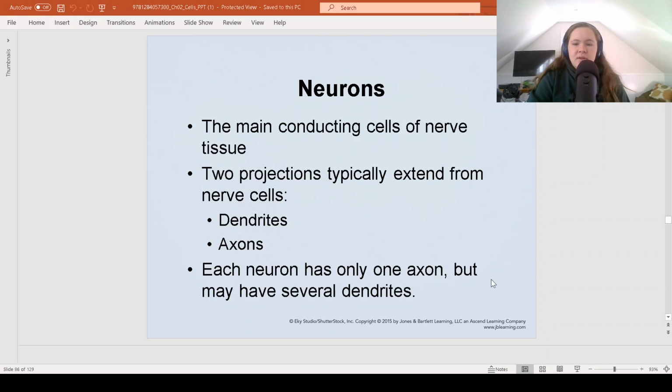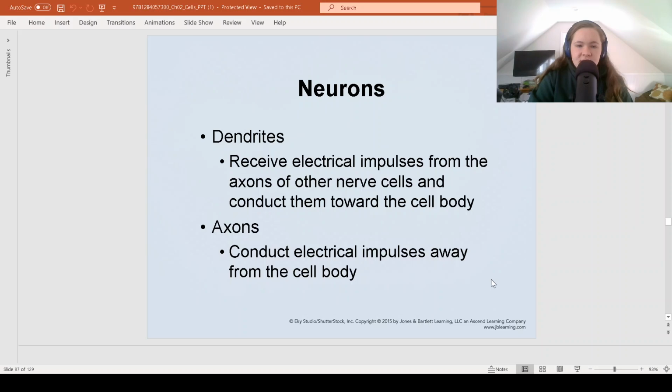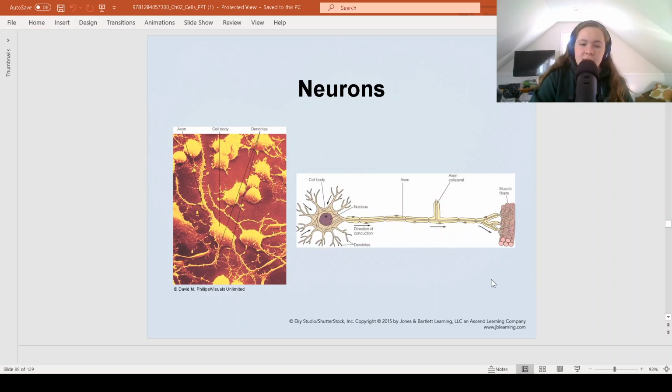Neurons are the main conducting cells of the nerve tissue, and two projections typically extend from nerve cells, which are dendrites and axons. Each neuron only has one axon, but may have several dendrites. Dendrites receive an electrical impulse from the axons of other nerve cells and conduct them towards the cell body, and axons conduct electrical impulses away from the cell body. This is what it looks like. Cool picture of nerves.